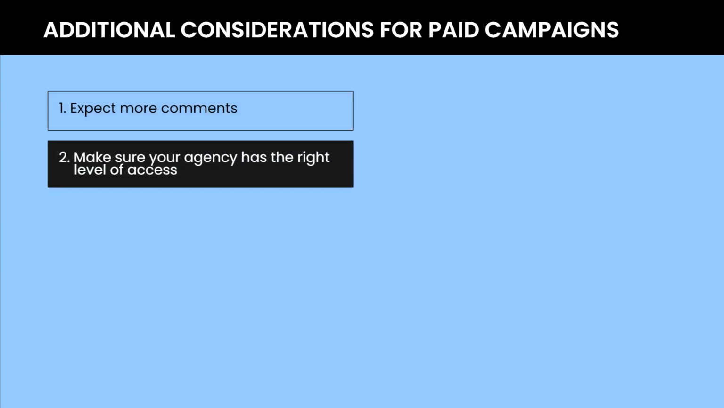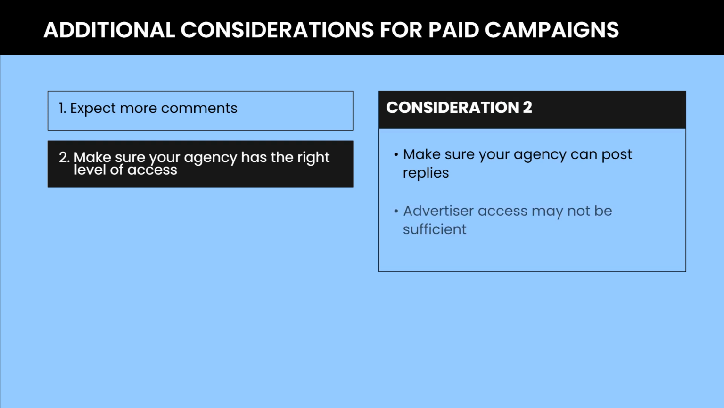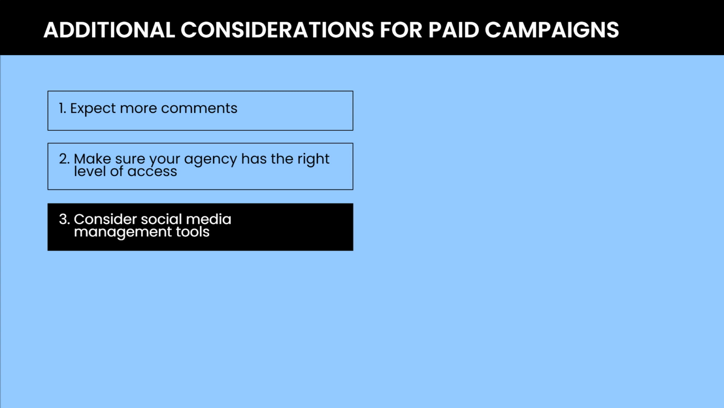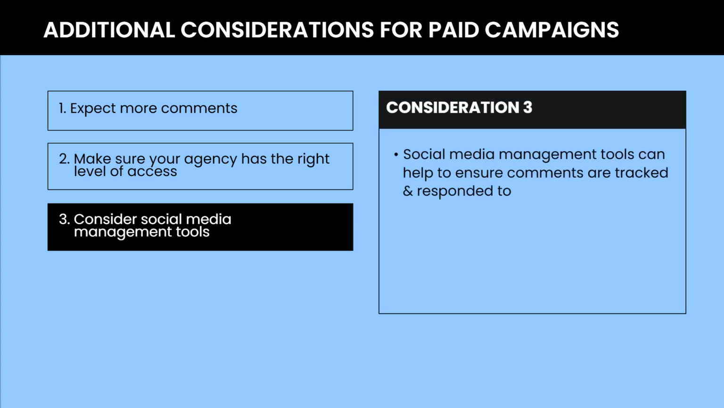Make sure your agency has the right level of access. If you require your agency to monitor and reply to comments that come through on your ads, make sure they have the right level of access to post replies. Advertiser access may not be sufficient for this. Large campaigns benefit from social media management tools. If you're running a larger campaign with many ads, monitoring comments quickly becomes challenging and it increases the likelihood of missing a comment. Social media management tools can help to ensure that comments are being tracked and responded to. Consult with your agency to see what they plan to use, or if your company already has a social media monitoring tool, check the license covers monitoring for paid ads too.